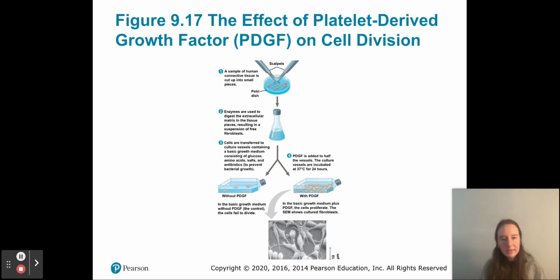So what does that tell us about what is causing the cell cycle to go through mitosis? Well, maybe there's some molecule that tells a cell, hey, it's time to turn on or turn off one of the phases of the cell cycle.